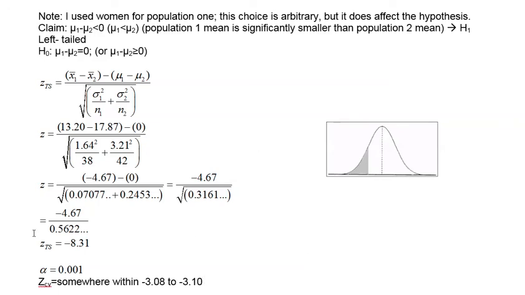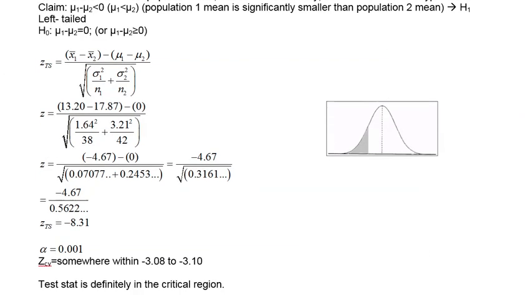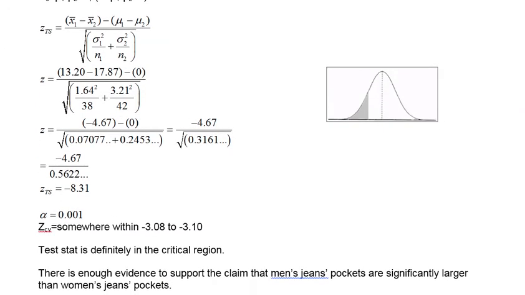Regardless of where it is in that range, negative 8.31 is way lower, right? It's going to be right off our chart. So that tells us our test statistic is definitely in the critical region. So even at that 0.1% significance level, there is enough evidence to support the claim that the men's jeans pockets are significantly larger than the women's jeans pockets.